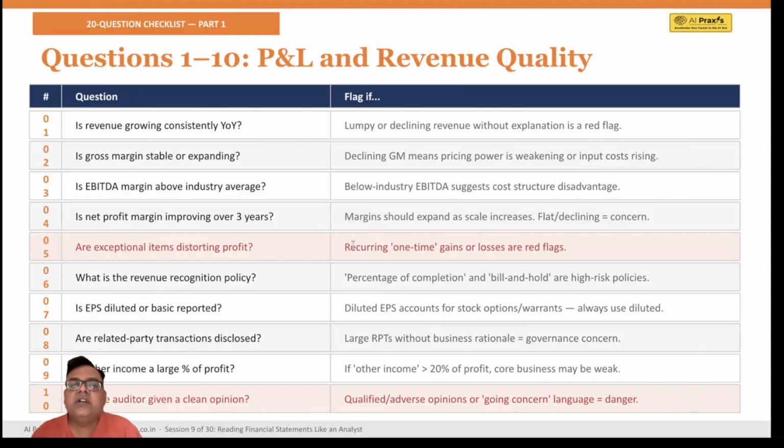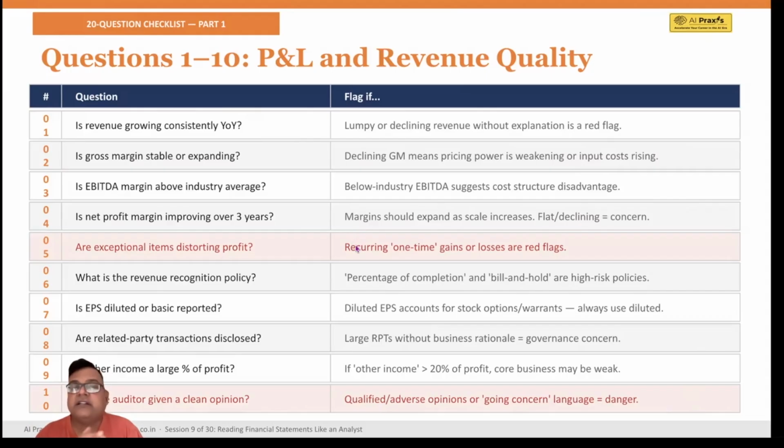The next question is, what is the revenue recognition policy? Policies like percentage of completion or bill and hold are considered high risk because they allow revenue to be recorded before cash is received, right? So, yeah. Next question is, is EPS reported as basic or diluted? Diluted EPS actually includes the impact of stock options and warrants. So, as an analyst, you should always focus on diluted EPS. We'll definitely talk about that in detail. So, this is actually for a more realistic picture.